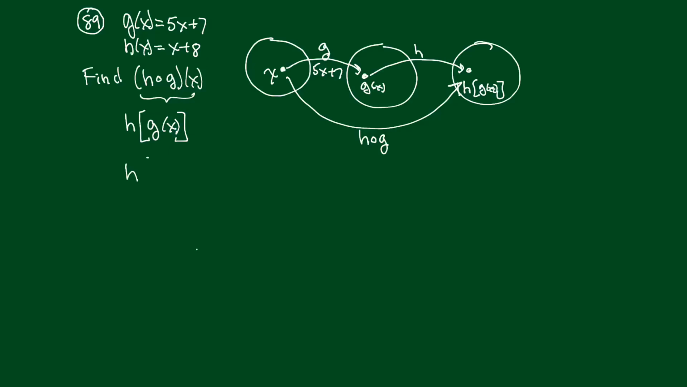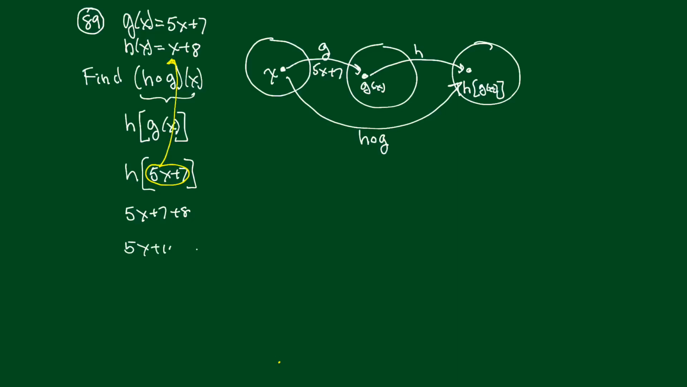So I'll get h of 5x plus 7. And now what to do with the 5x plus 7? Well, I'm going to process it with h. So locate h right here. And we're taking that x, replacing it with 5x plus 7. So take that 5x plus 7 and put it right there. We will get 5x plus 7 and then a plus 8.